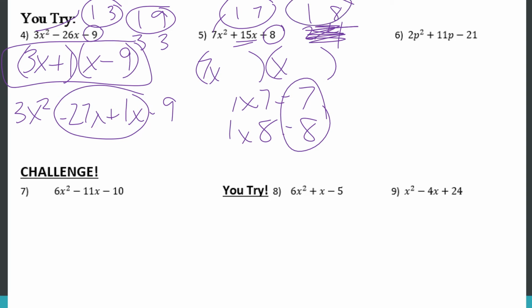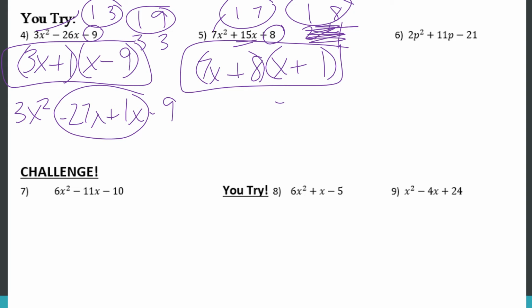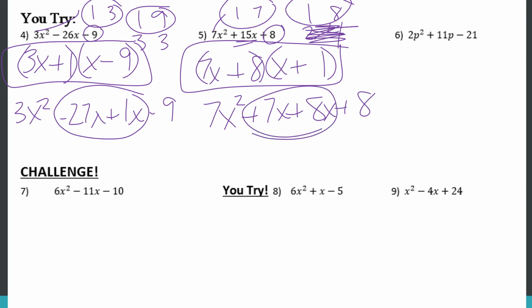The 1 I want to be multiplied by the 7, so it goes in the opposite parentheses. So positive 1 and then positive 8. And that is the final answer. Again, you can distribute that back out and check that out. I always encourage you to do that because if you don't get it right, then you'll know. So if I distribute, I get 7x squared plus 7x plus 8x plus 8. And those middle terms do add to give me that 15 that I started with.